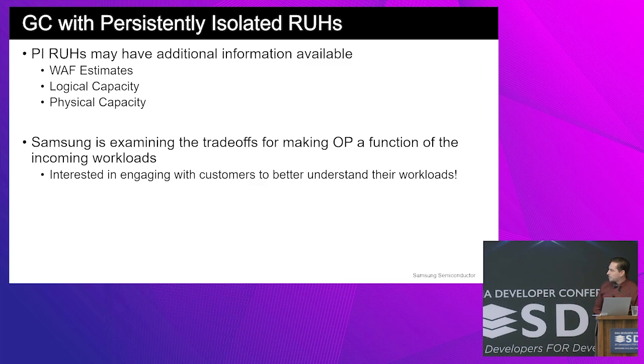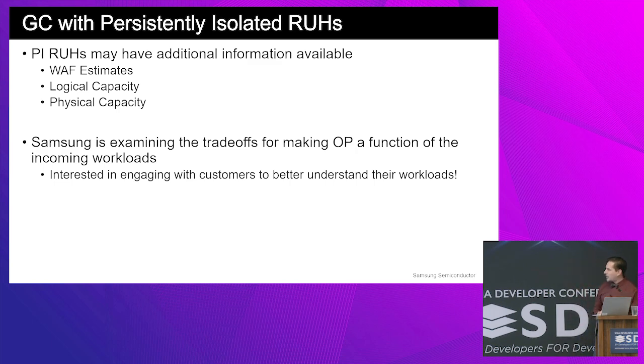When we take this over and we look at persistently isolated RUHs and we add in the garbage collection and over-provisioning question at the same time, we do have advantages with persistent isolation. We can use persistent isolation to give write amplification estimates per RUH. So that is an advantage to be able to provide that. We can have logical and physical capacity tracking that's added. So we have some ability to have that extra information there.